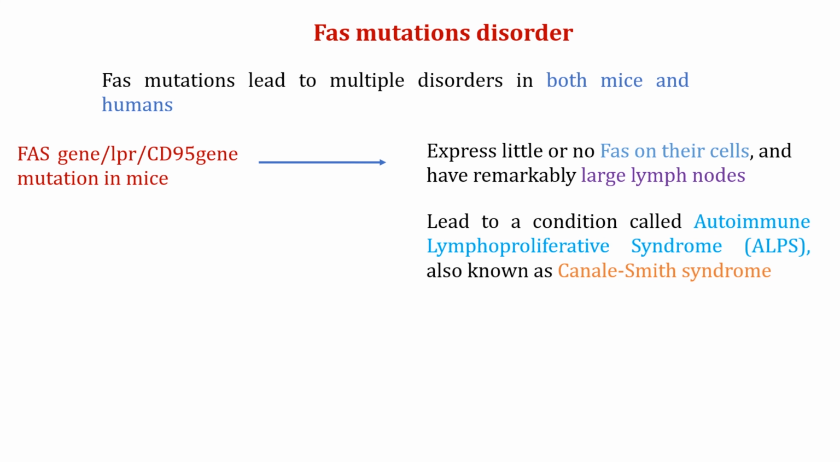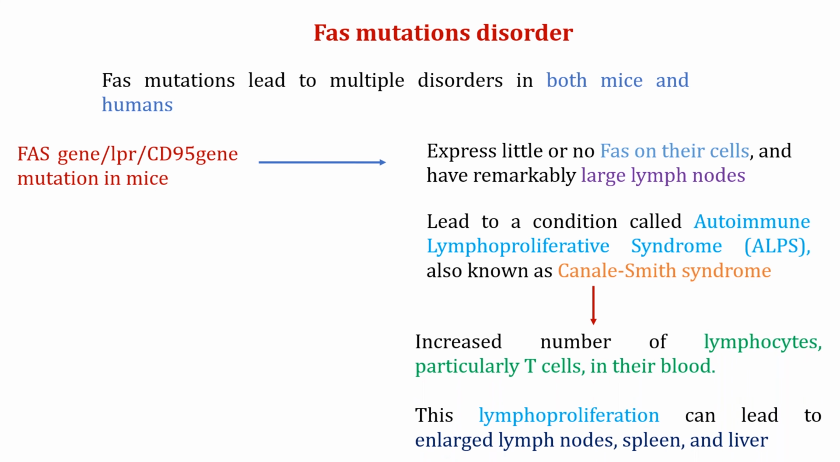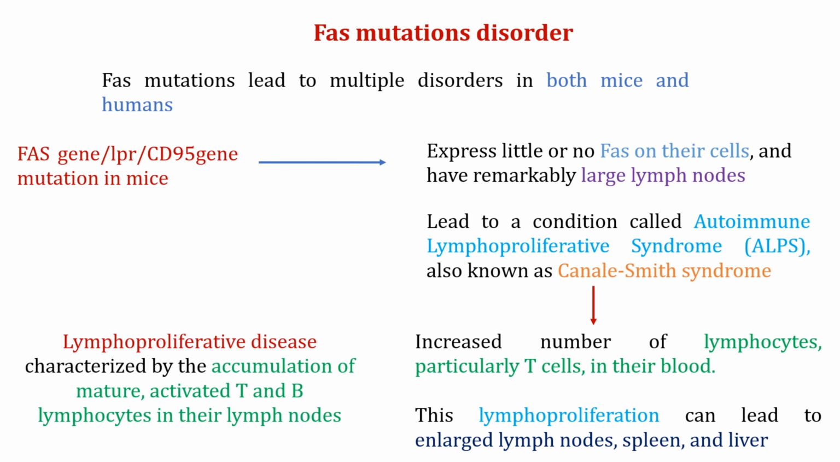And this leads to the condition called autoimmune lymphoproliferative syndrome, also known as the Canale-Smith syndrome. So in this syndrome, particularly, there is an increased number of lymphocytes, particularly T cells, in their blood. This lymphoproliferation can lead to enlarged lymph nodes, spleen and liver. So lymphoproliferative disease is characterized by the accumulation of mature active T and B lymphocytes in the lymph nodes.